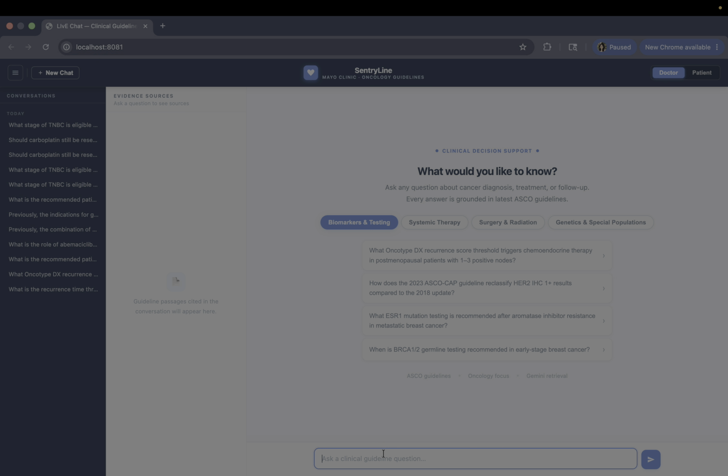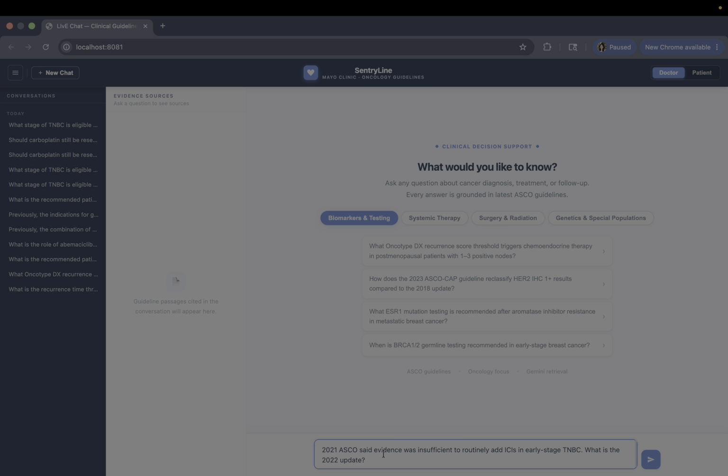Clinical guidelines change constantly. A model trained on last year's data provides outdated recommendations, which, even if the doctors can identify with some effort, patients won't be able to do so. SentryLine is grounded in a living version guideline corpus, and every answer goes through retrieval, generation, and independent fact checking.